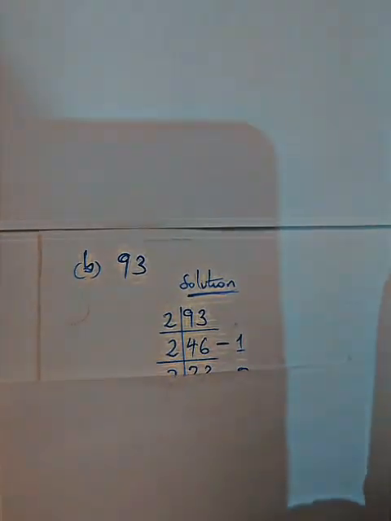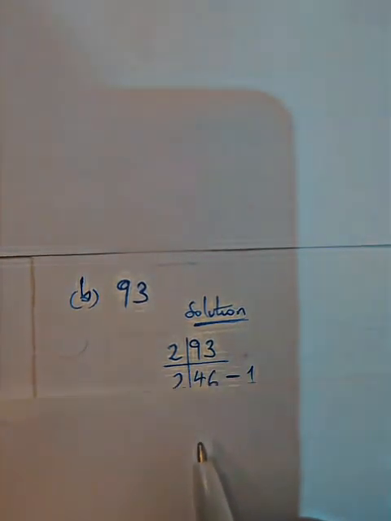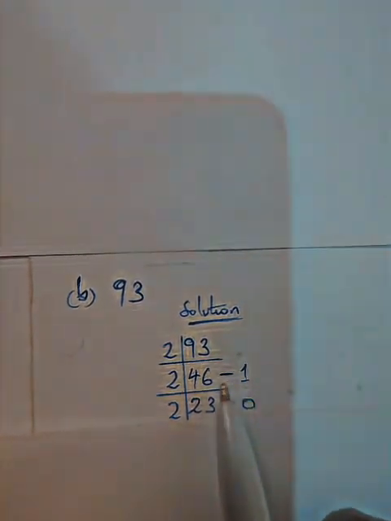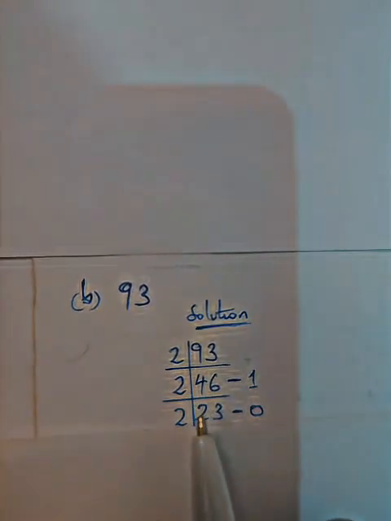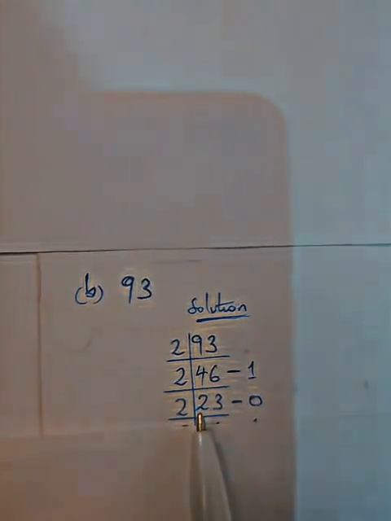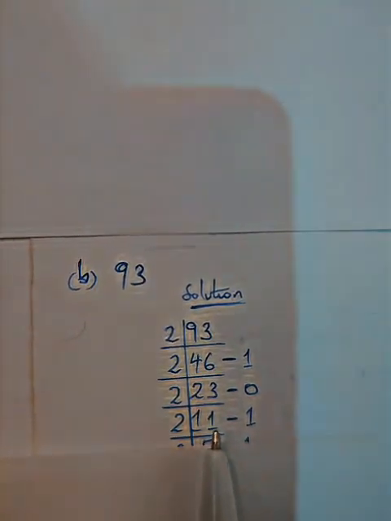Question 1, part B. Solution: convert decimal to binary. 93 divided by 2 we get 46.5, so the remainder will be 1. 46 divided by 2 we get 23, remainder will be 0. 23 divided by 2 we get 11.5.